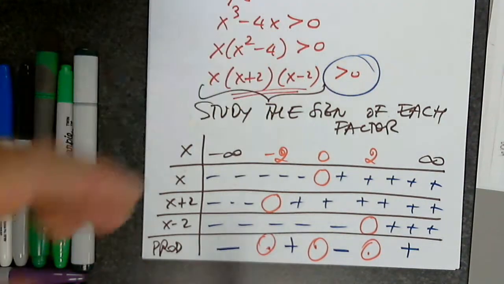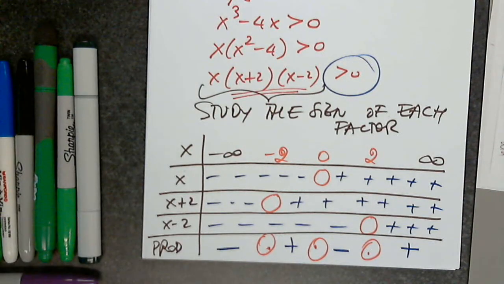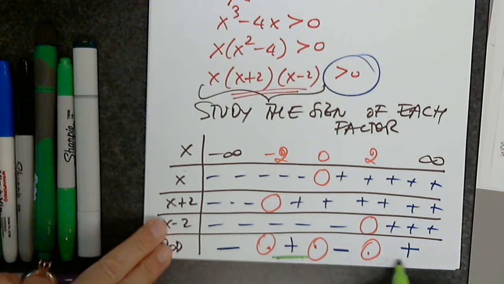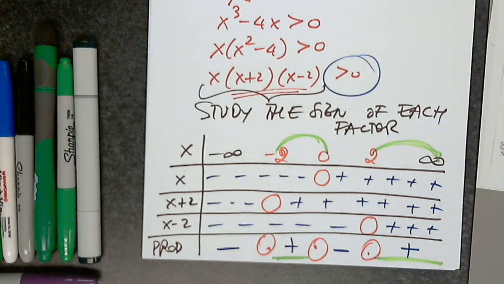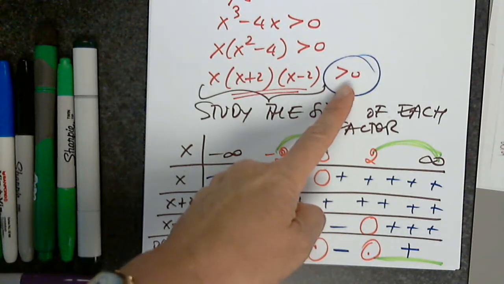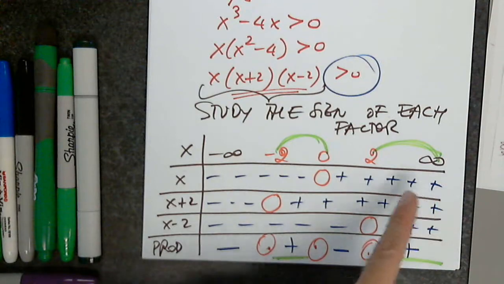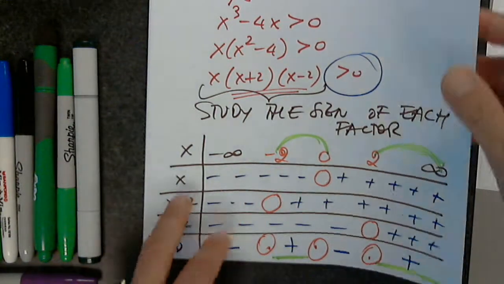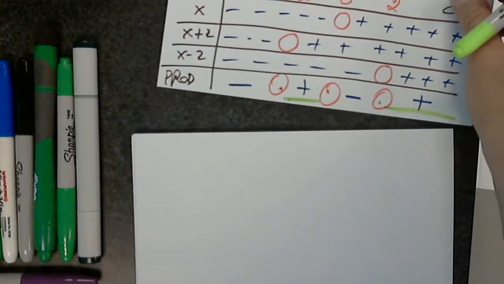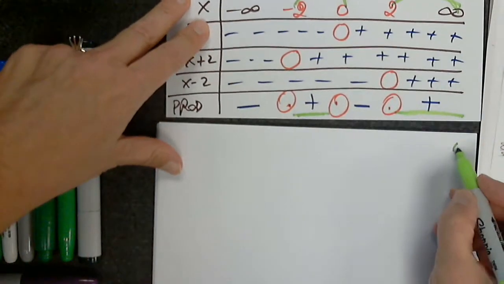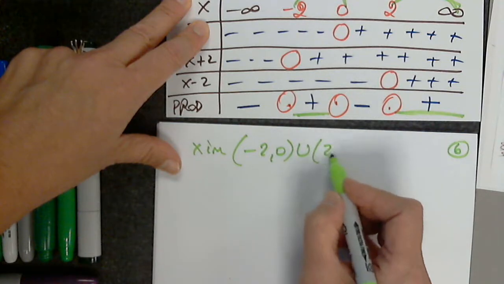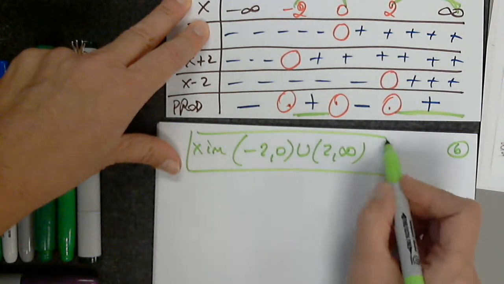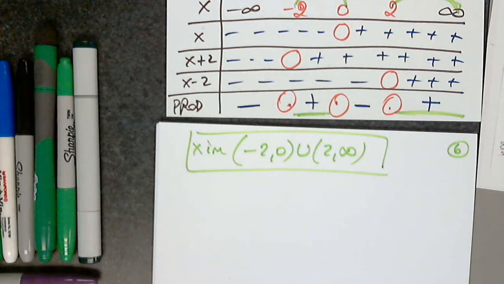Positive, right? Good. So is this product ever positive? Yes, it's positive here and it's positive here, which means these are the intervals. Since there is no equal symbol, I will not use a bracket anywhere. So the solution is then x in the interval (-2, 0) union (2, infinity). And this is how I solve a polynomial inequality.